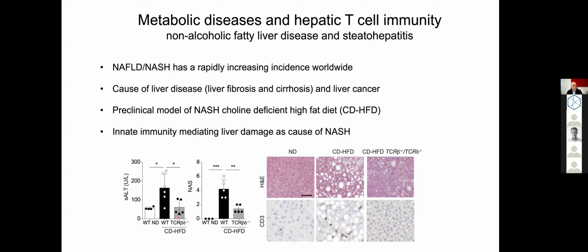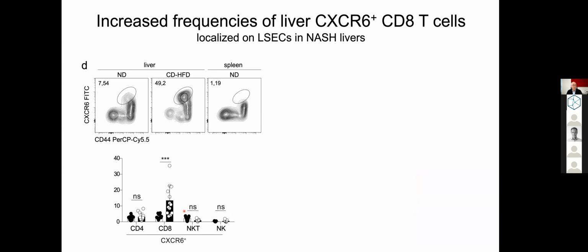Now, surprisingly, when you feed this diet to mice that lack T cells, because they have a defect in forming T cell receptor beta and delta, then the development of liver damage is much reduced. So this points towards a role of T cells, so of the adaptive immune system, in the induction of NASH. And this obviously caught our interest, and we followed this up further. What we observed in these mice that develop NASH is an increase in a population of cells that express a certain chemokine receptor, called CXCR6, and at the same time express an activation marker, CD44. This pointed towards induction of a so-called tissue-resident cell population, for which this CXCR6 marker is characteristic, that is activated in the liver.